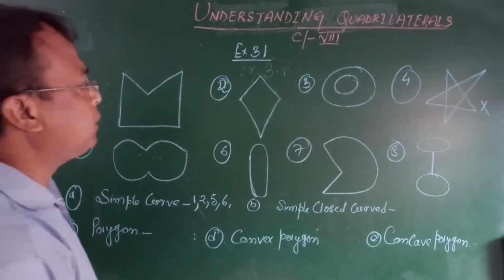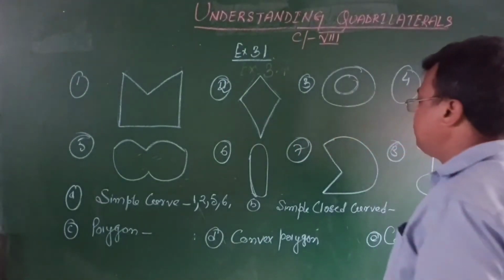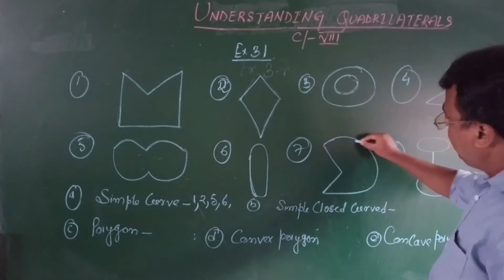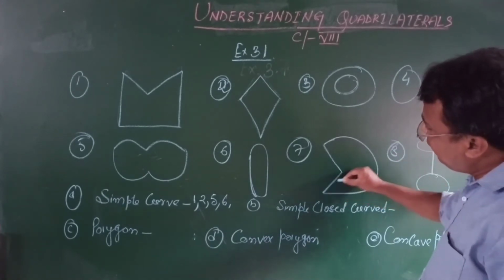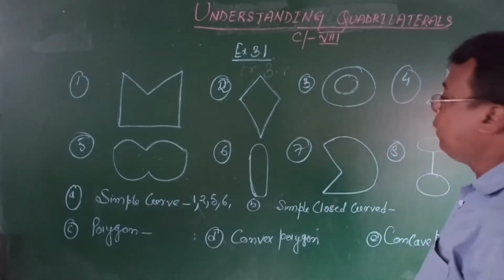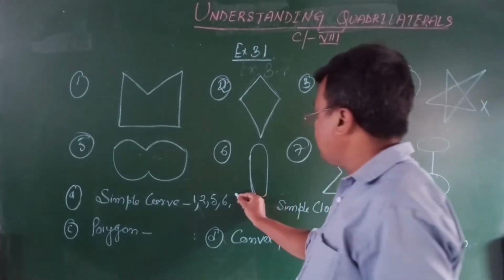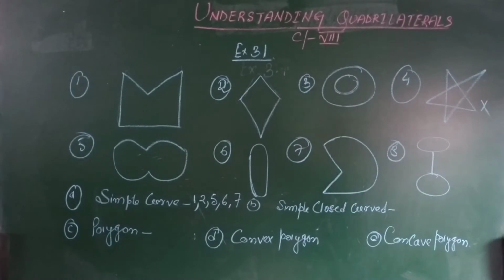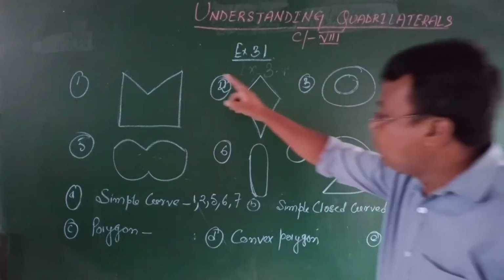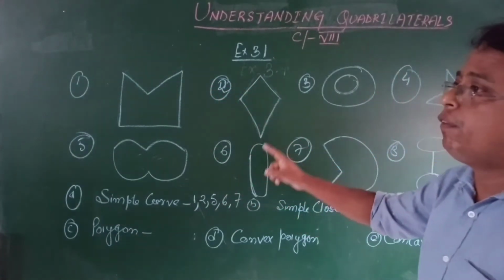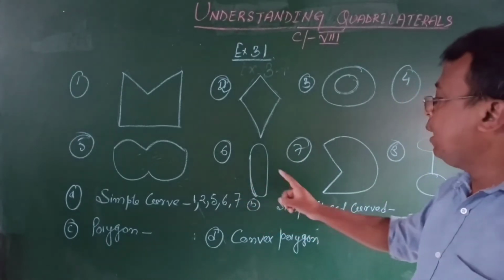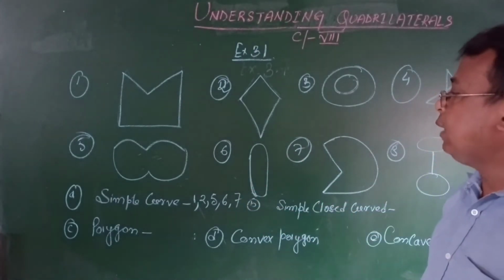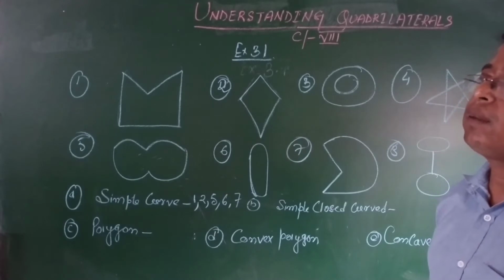Now come to figure number 7. Let us see whether it is a simple curve or not. You see, this one you can draw without lifting the pencil. So that is also a simple curve. So 7 is also a simple curve. Clear? Is it clear to you? So figure number 1, figure number 2, figure number 5, figure number 6, figure number 7 are called what? Simple curves.